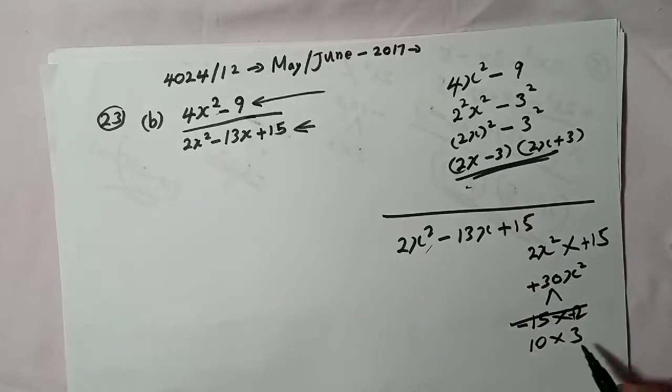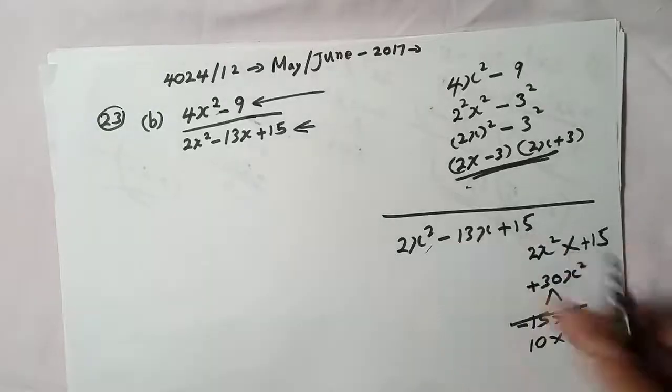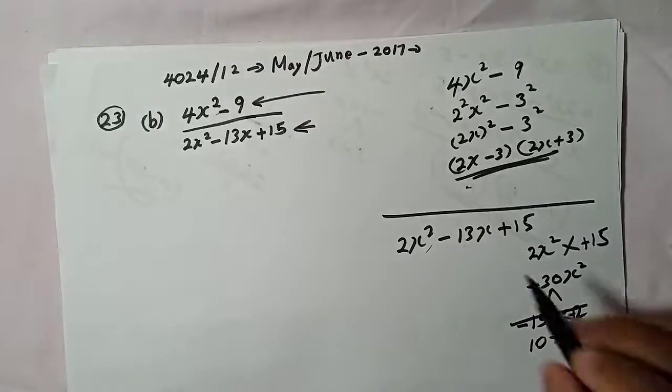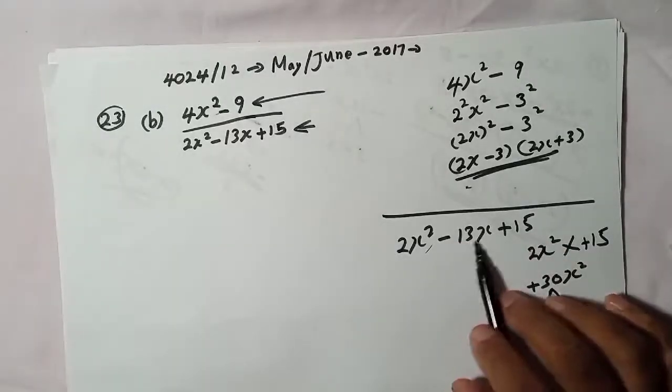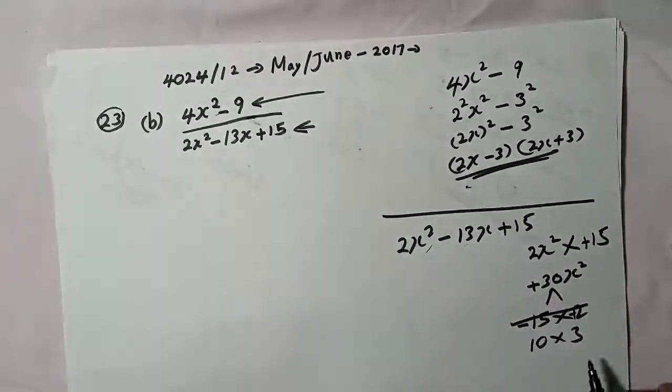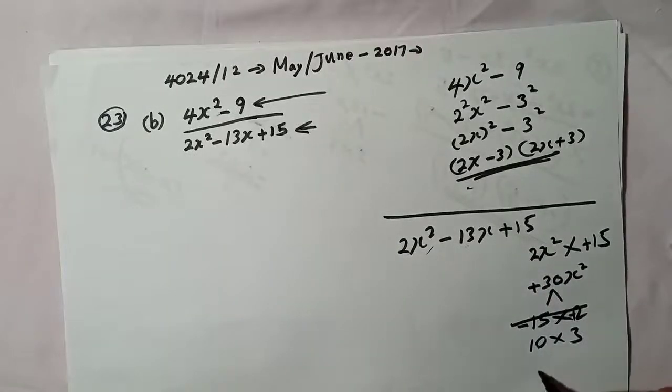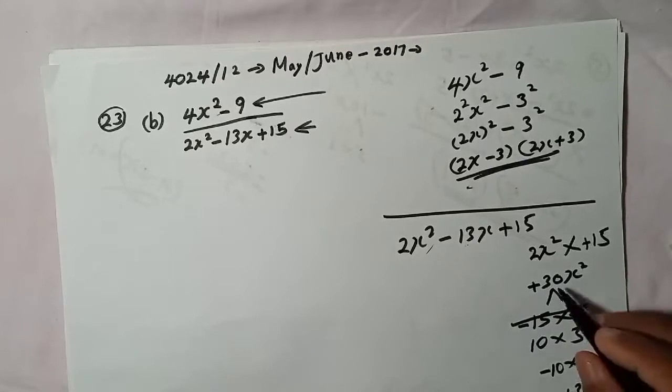So how to put the sign? If you put plus and plus, you get plus 13, but that means plus 10 plus 3, which is plus 13, so you can't get the middle term minus 13 this way. So it's difficult. You have to put minus 10 into minus 3. Now look, minus into minus is plus, 10 into 3 is 30. You can get plus 30.